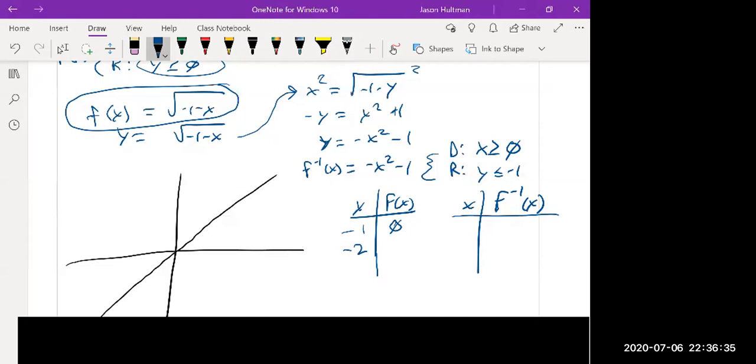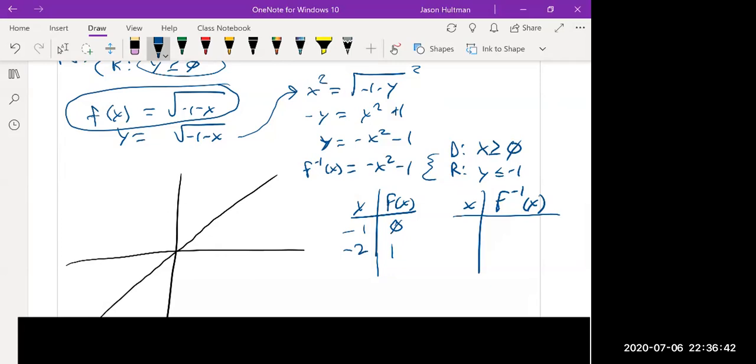What's f of x? It would be 1. Very good. Absolutely. What about -5? What would that be? 2. You guys are amazing. It's just 0, 1, 2.